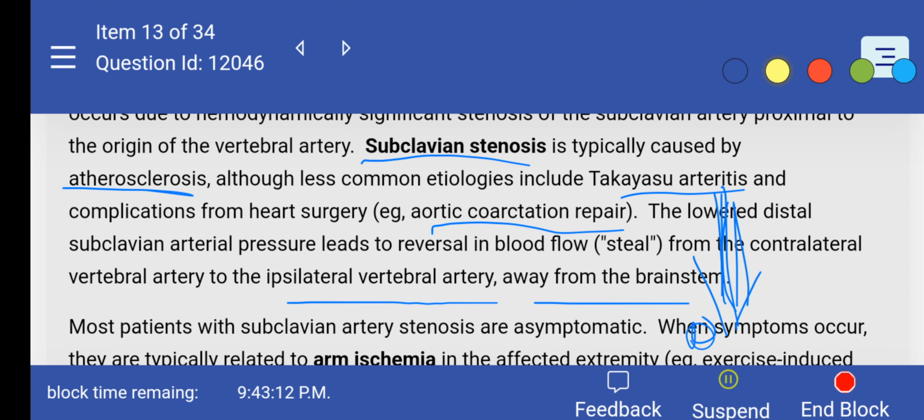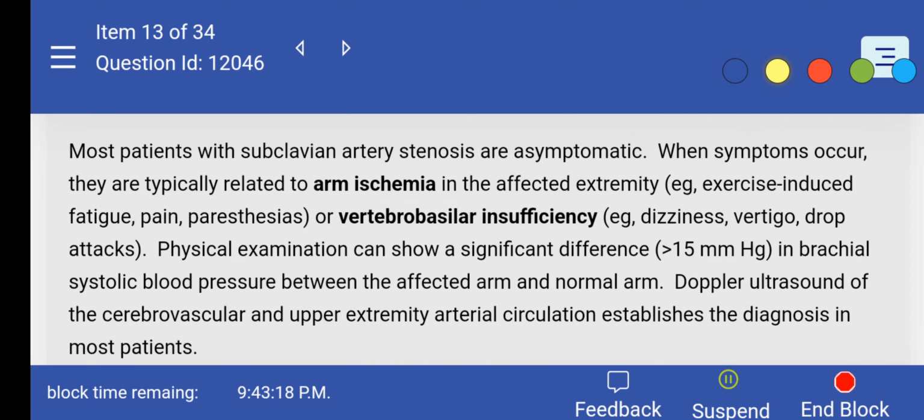Most patients with subclavian artery stenosis are asymptomatic. When symptoms occur, they are typically related to arm ischemia in the affected extremity, for example, exercise-induced fatigue, pain, and paresthesias, or vertebrobasilar insufficiency.